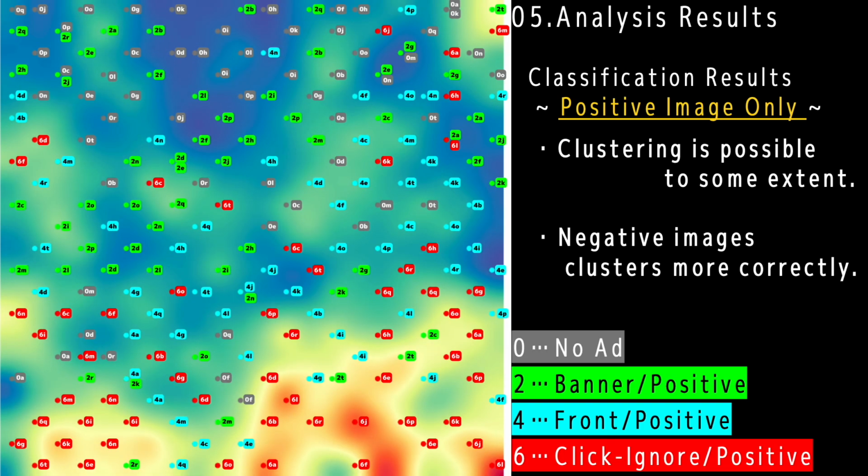Next, I present the classification result restricted to positive images. In particular, there is a mix of 3 ads from the center to the top. In this case, the boundaries of the advertisement are ambiguous. However, red click-ignore ads tend to have relatively clear boundaries. Thus, positive images were more difficult to classify than negative images.